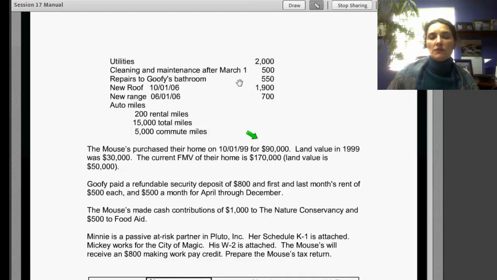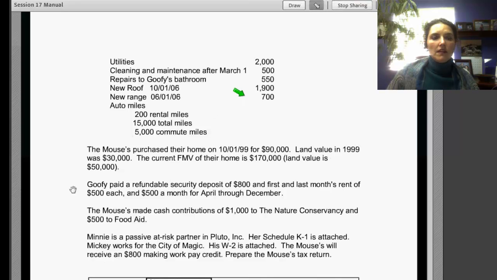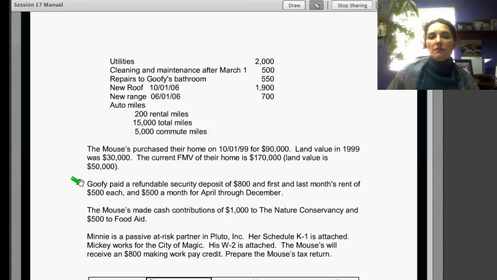But then to that, we are going to add the cost of the new roof and the cost of the new range to pull up the cost basis of the property to include those amounts. Goofy paid a refundable security deposit of $800, and because it's refundable, it does not get included in income. But he also paid the last month's rent of $500 and the first month's rent of $500, and then began paying $500 a month for April through December. But essentially, we've got 11 months of rent received during the year, and 11 times 500 is $5,500.